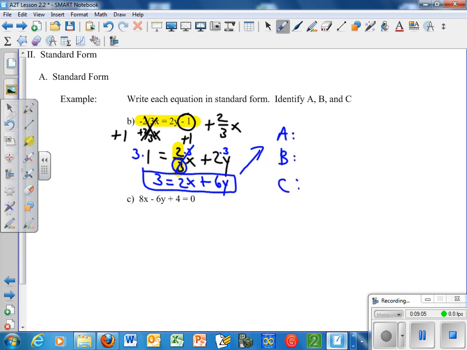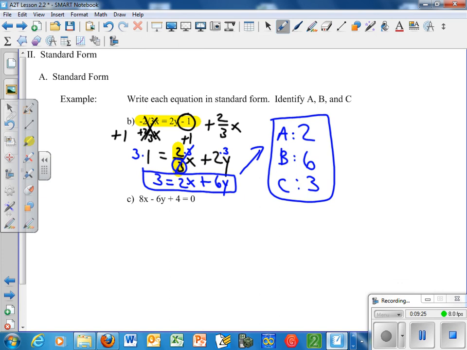So A is what's in front of x, which is 2. B is what's in front of y, which is 6. And C is the constant term on the other side, which is 3. So make sure you do both. Get it in standard form, identify A, B, and C. No fractions. You need to multiply to get rid of them. Let's go on to the next one.